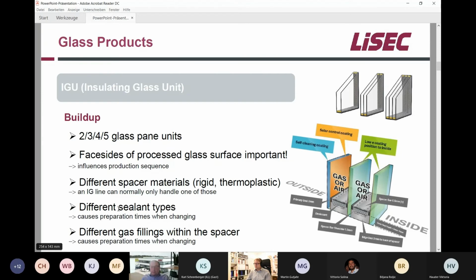If you look at the cross section on the right-hand side, where we have a sketch for a 3 pane unit, you will see that we have 3 glasses.